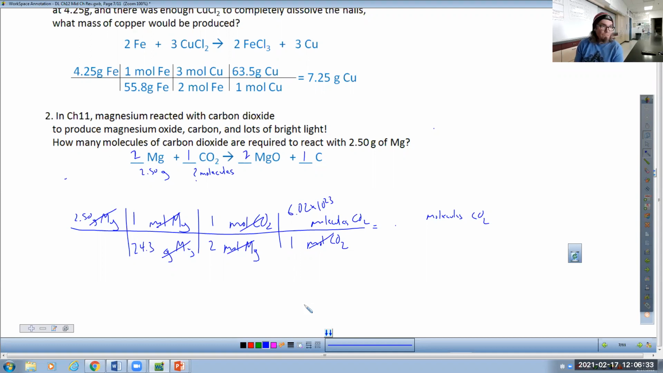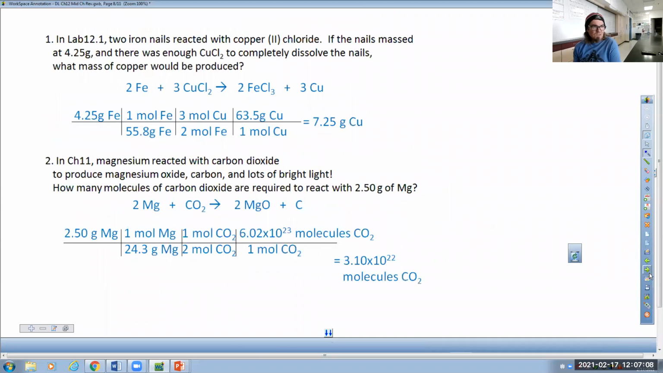So 2.5 times 6.02 EE23 divided by 24.3 and also divided by 2, comes out to be 3.096707, or 670, I'll just stop there. And then don't forget the times 10 to the 22nd. So we want three significant digits. So I'm going to cut this off right there. And by cutting that off right there, it becomes 3.10 times 10 to the 22. Let's see how I did with my significant digits. Good.